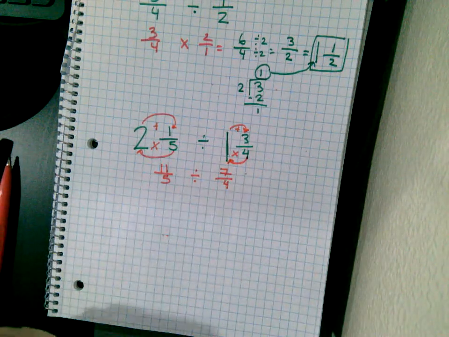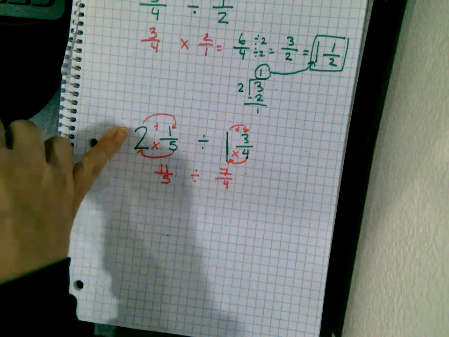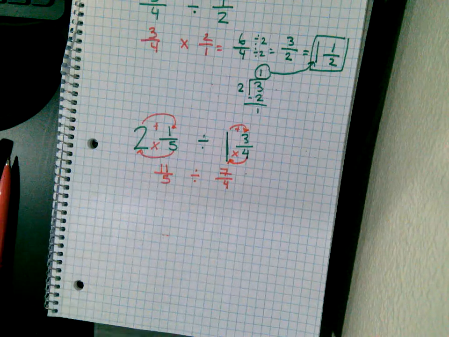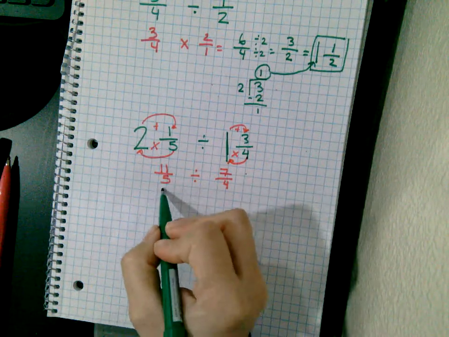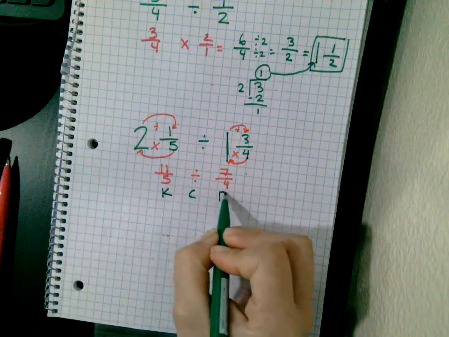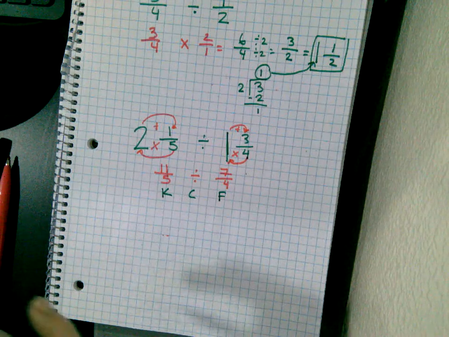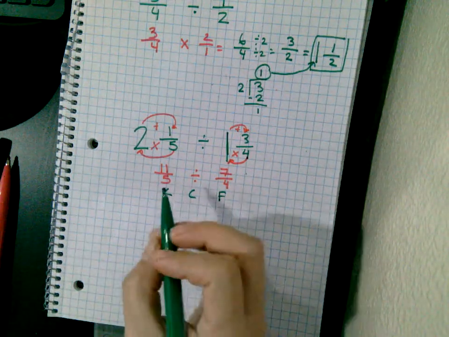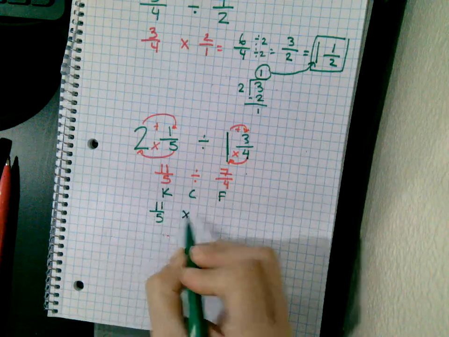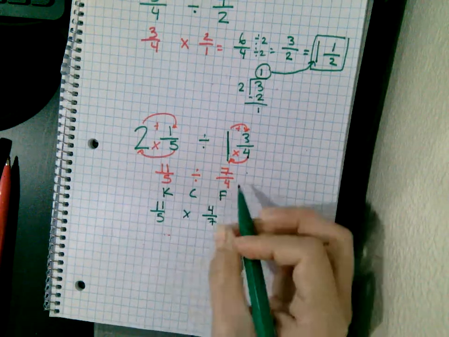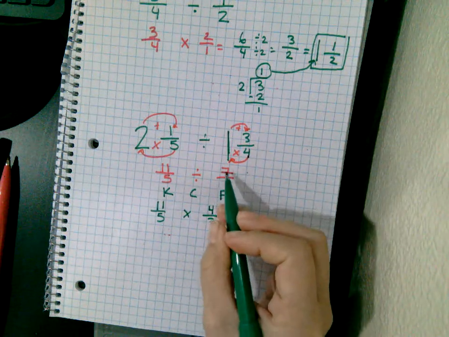Okay, so what I just did there is change the mixed numbers into improper fractions. Now I'm going to change it. Keep, change, flip. Some of my students call it like the KFC method, except it's KCF. Keep, change, flip. So 11 over 5 times 4 over 7, because we flip the second one. But notice I flipped it once I have it in an improper fraction.